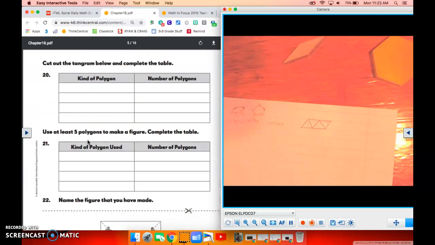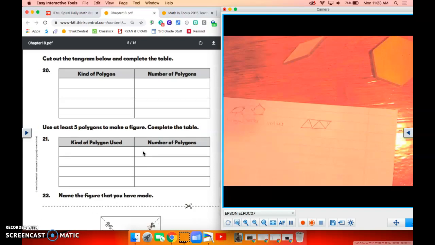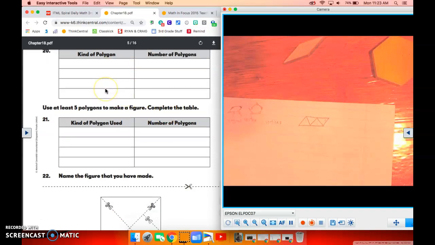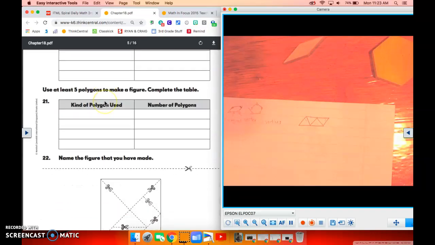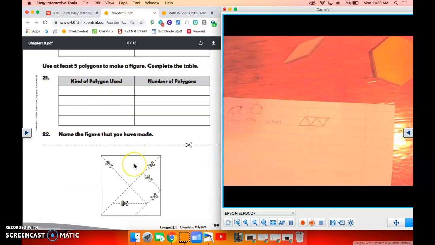Cut out the tangram below and complete the table. Well, I can't really cut that out. So you're going to have to just do your best on that one as far as what you see for the polygons. I mean, we can look and see that's a triangle, right?